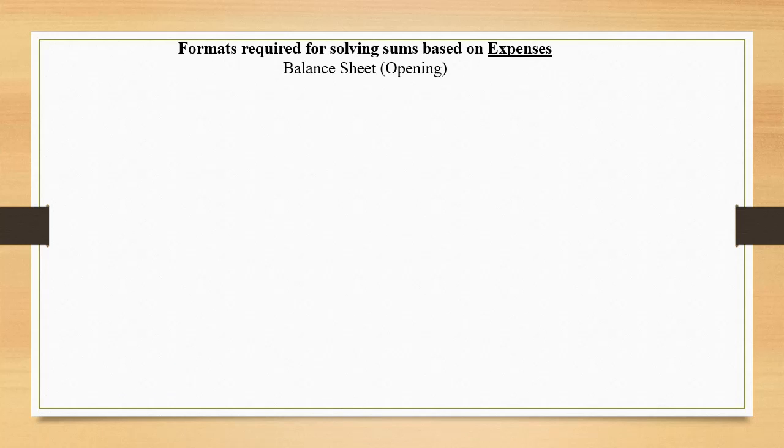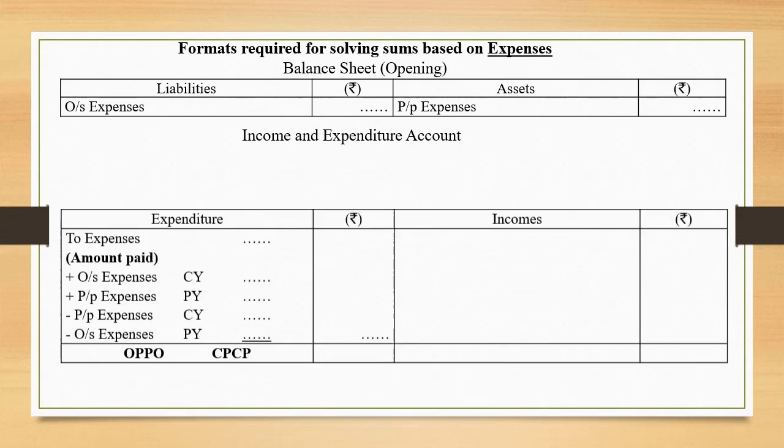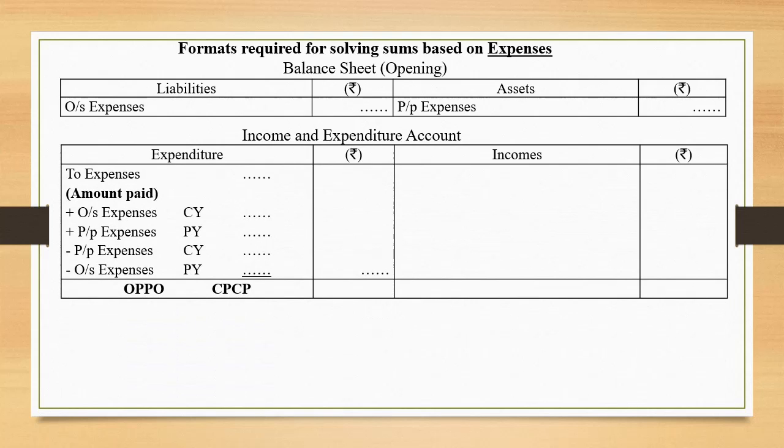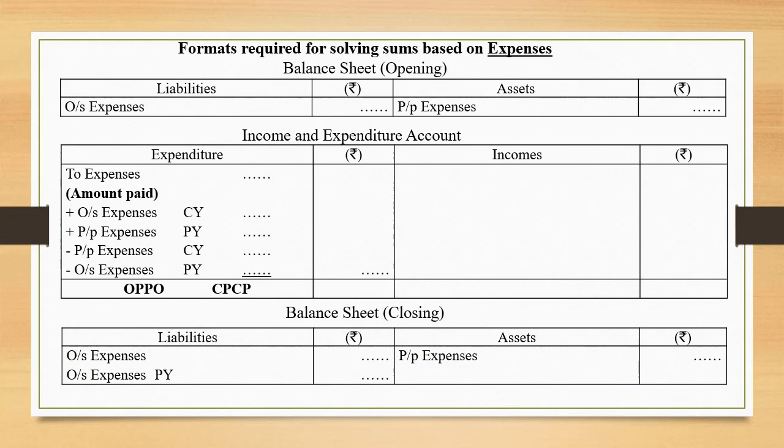Next is the format required for solving the sums based on the expenses. Opening balance sheet can be seen there. Because we are talking about the expenses, now outstanding expenses will be liabilities and prepaid expenses will be assets for us. Income and expenditure account: expenses do come on the debit side, and again the format of OPO and CP. Closing balance sheet, similar to the opening balance sheet. Outstanding expenses will appear on the liability side and prepaid expenses on the asset side.